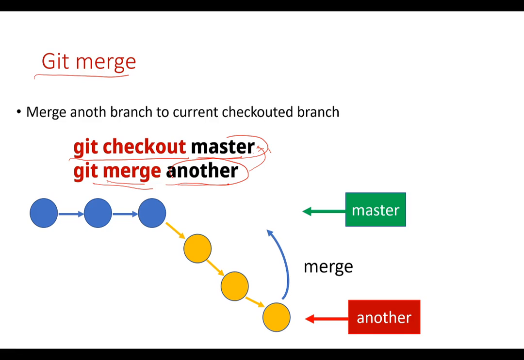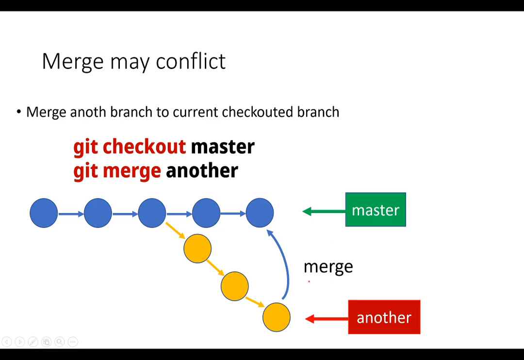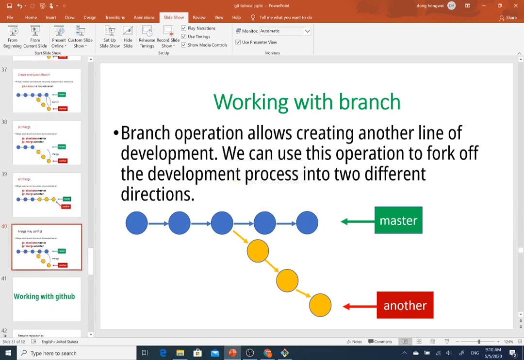Using this command, the branch is merged to the master, and the another branch is the same. You can delete the another branch. But in this case, the master branch has some commits and the another branch has some commits. If you use merge, there may be some conflict. You should manually solve the conflict. We'll give some examples.